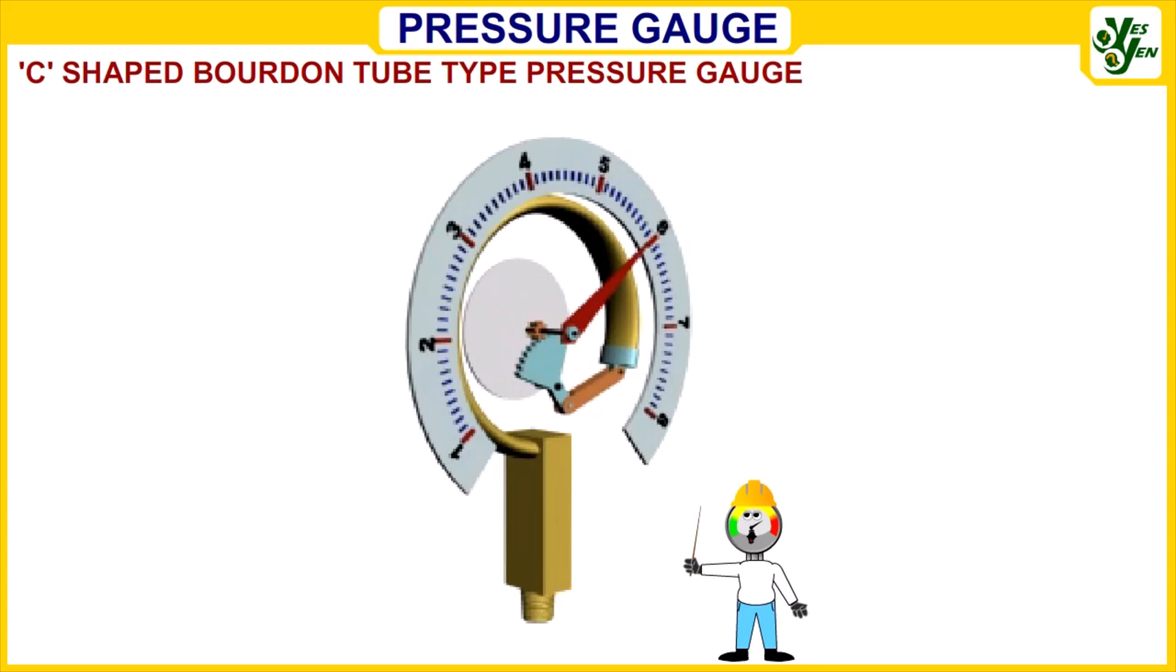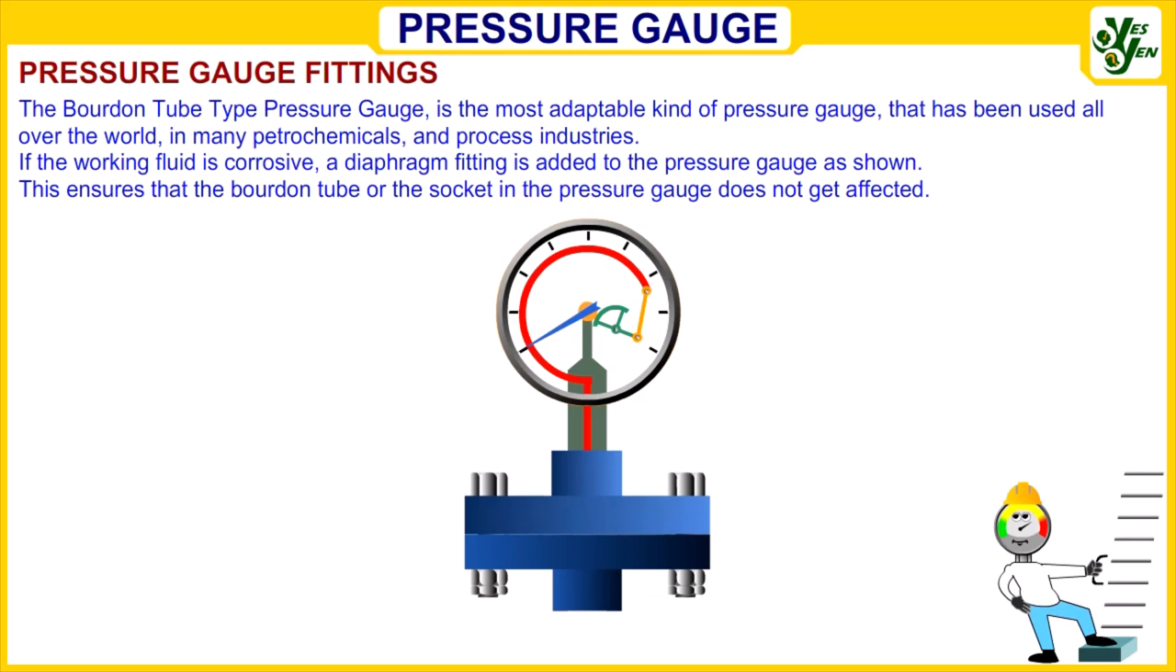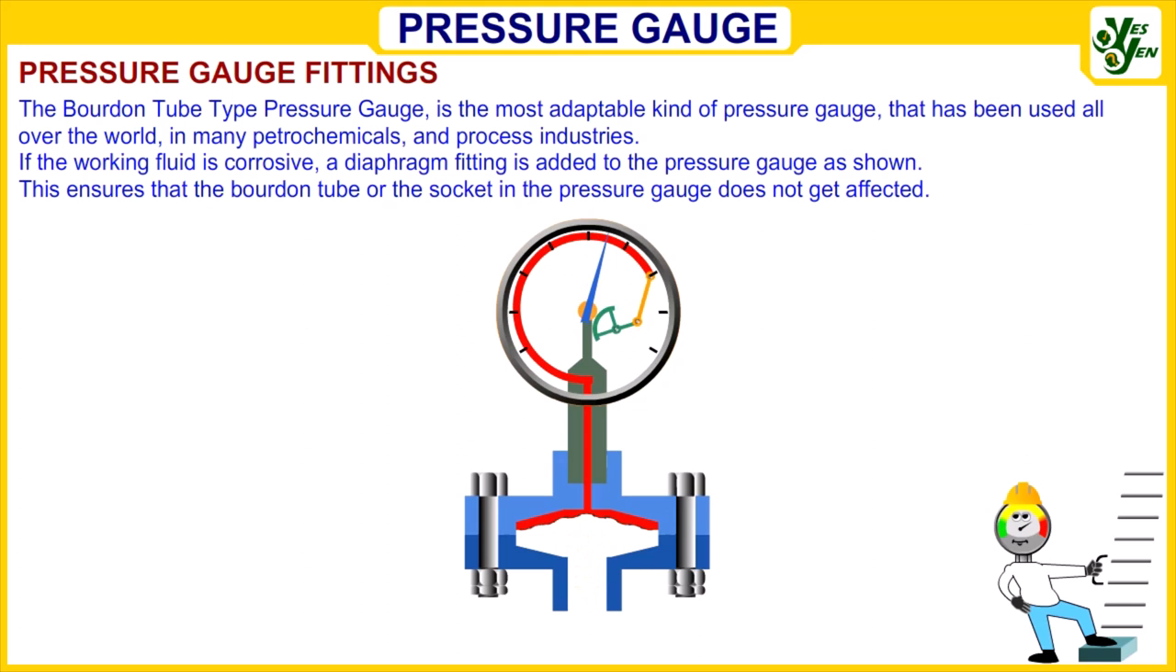Pressure gauge fittings. The Bourdon tube type pressure gauge is the most adaptable kind of pressure gauge that has been used all over the world in many petrochemicals and process industries. If the working fluid is corrosive, a diaphragm fitting is added to the pressure gauge as shown. This ensures that the Bourdon tube or the socket in the pressure gauge does not get affected. Pressure gauge symbols.